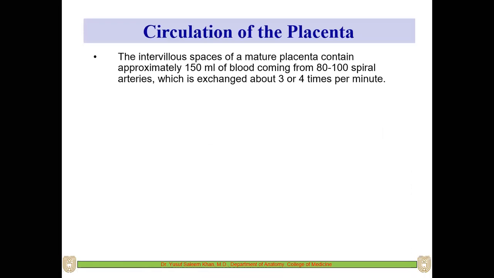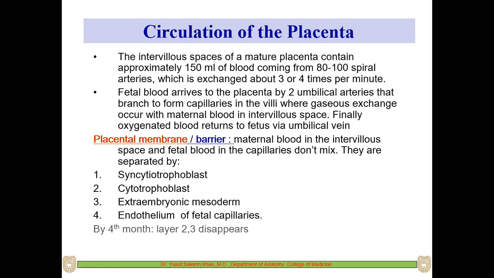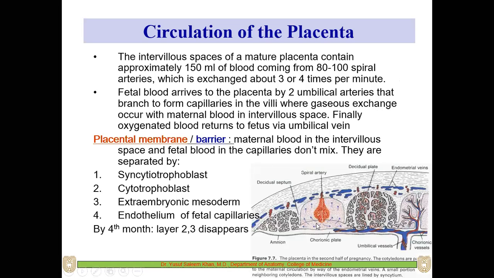Now coming to the circulation of the placenta, how the circulation takes place. The intervillous space of the mature placenta usually contains almost 150 ml of blood coming from almost 80 to 100 spiral arteries. Let me show you. Here you can see the spiral arteries within the endometrium of the uterus. Now they start opening into the intervillous space.